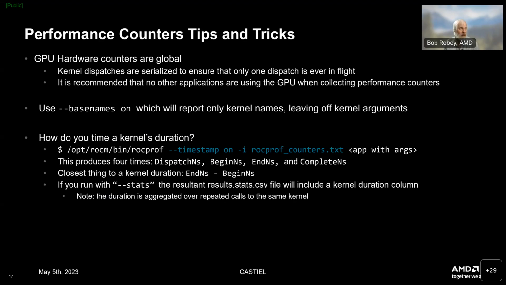And then if you want to get the timestamps on the kernel's durations, you can run it with timestamp on, and you will see this dispatch begin, and you can compute how long each kernel takes. And the stats option does that for you and shows it in the results.stats.csv file. And it's aggregated, so it's over the whole run.